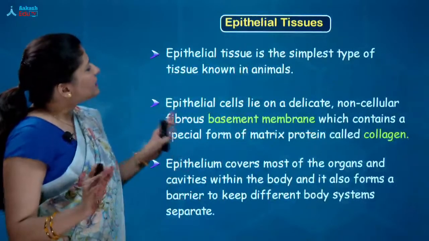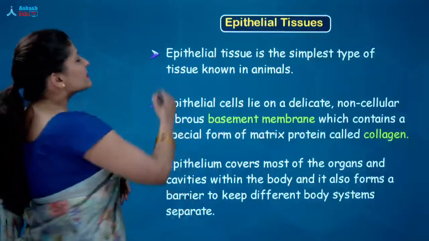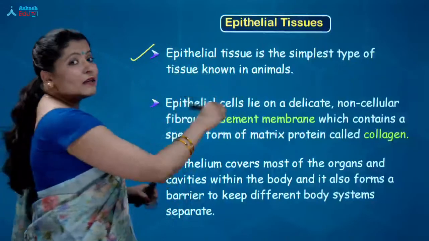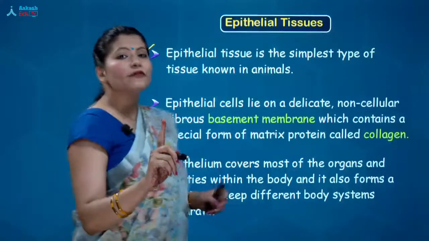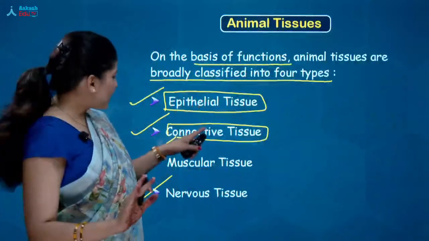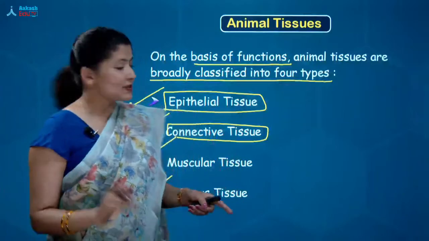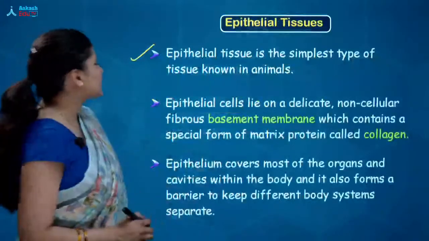All right. So let's start with epithelial tissues first. So epithelial tissue is the simplest type of tissue in animals. One point is clear from this point. कि भाई epithelial tissue हमारे सबसे simple tissues हैं. Connective tissue, muscular tissue, nervous tissue में हमें बहुत कुछ पढ़ना है. ठीक है? So these are the simplest tissues.